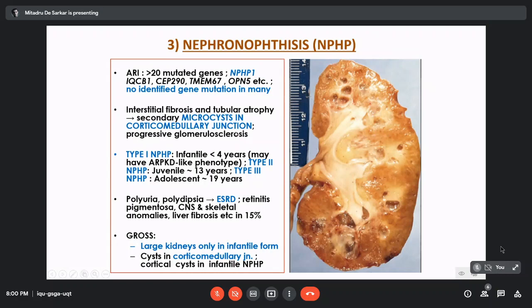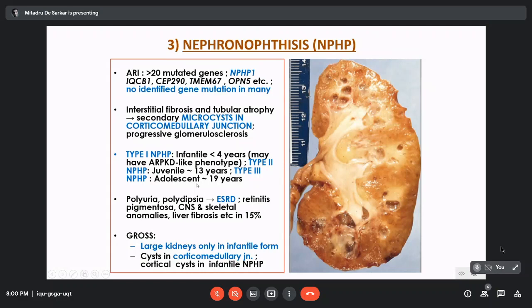So you have got three important categories: type 1, type 2 and type 3, that is the infantile, juvenile and the adolescent forms. The type 1, however, can show some amount of phenotypic overlap with ARPKD, so that should be kept in mind. That is the one which will sometimes cause problems when you do a conventional USG scan. And type 2 is the one we had always been taught, that is the juvenile one that happens at approximately 13 years of age, whereas the slightly older type 3 form presents at around 19 years of age.